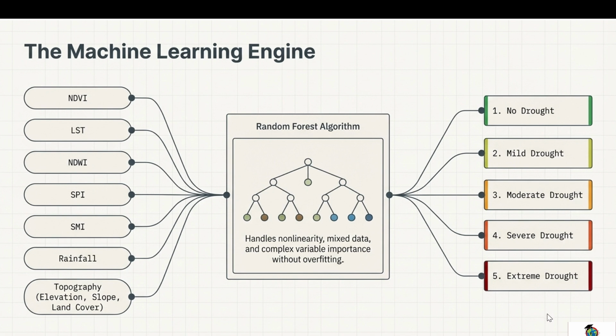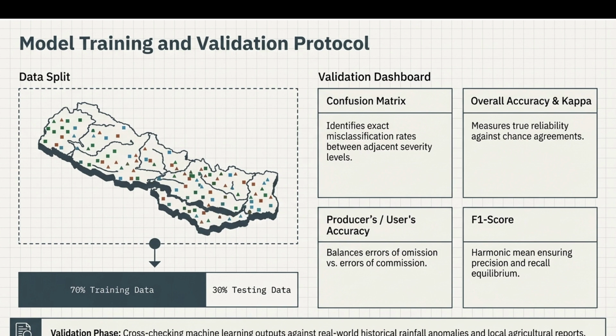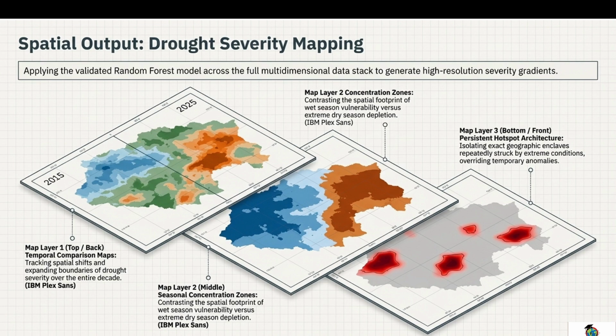Okay. And then this is the model training and validation protocol. So we also check the testing and training data sets, about 70% data for training and 30% data for testing, and we create the confusion matrix table, and also check the overall accuracy and producer accuracy or consumer accuracy. We also check this validation protocol after making the model. And finally, we create the drought severity mapping.